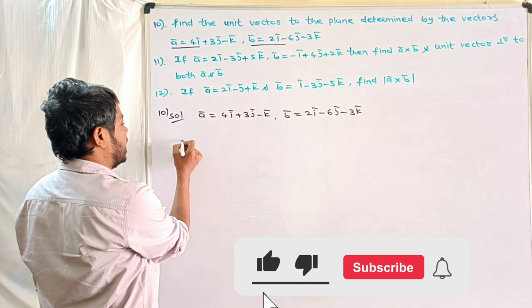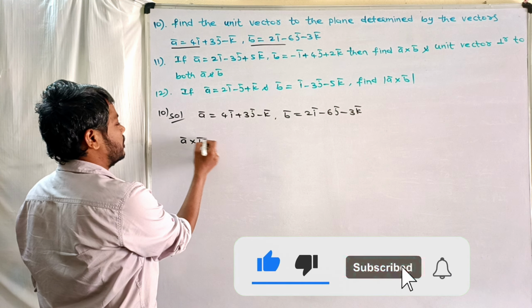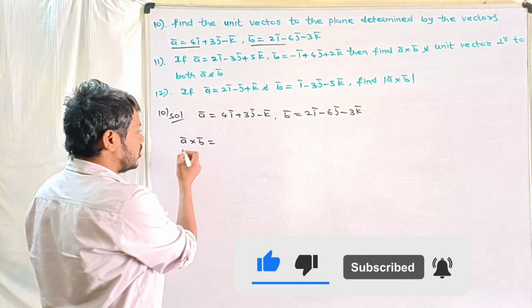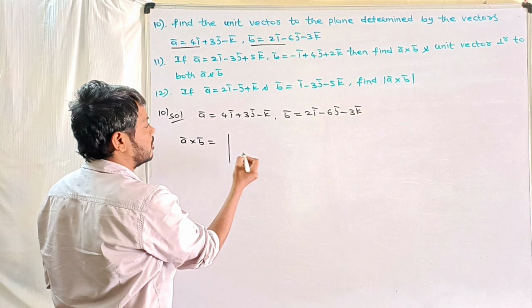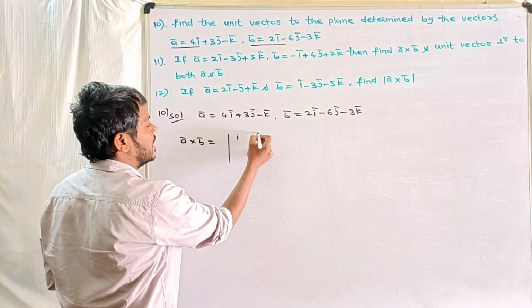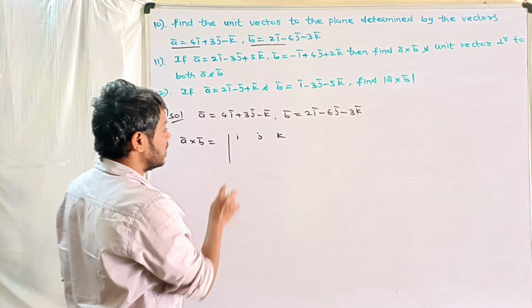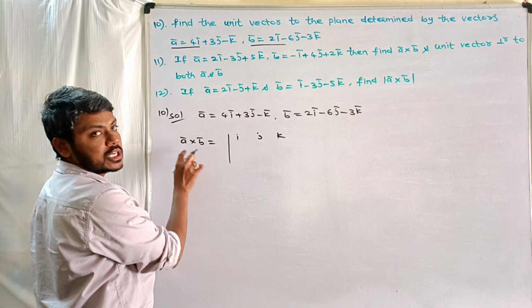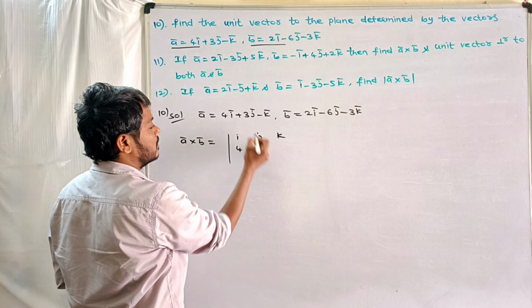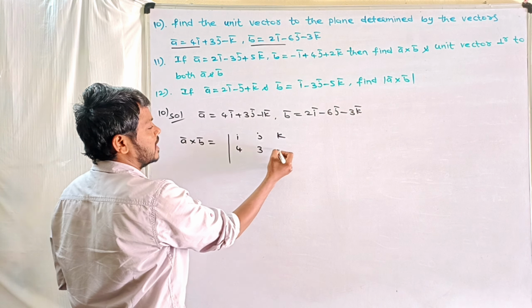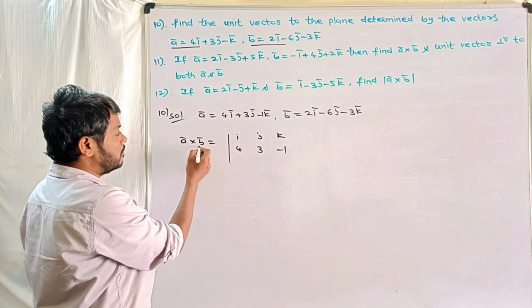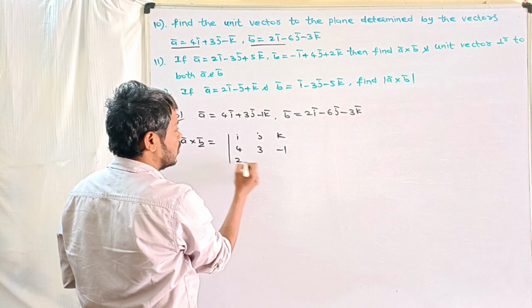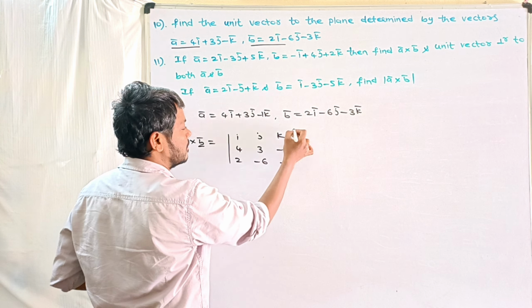So here, first we can find A bar cross B bar. Okay. So here we know that A cross B is a determinant of the first row I, J, K, and the second row A bar coefficients, that is 4, J coefficient 3, and K coefficient minus 1. And B bar coefficients 2, minus 6, minus 3.